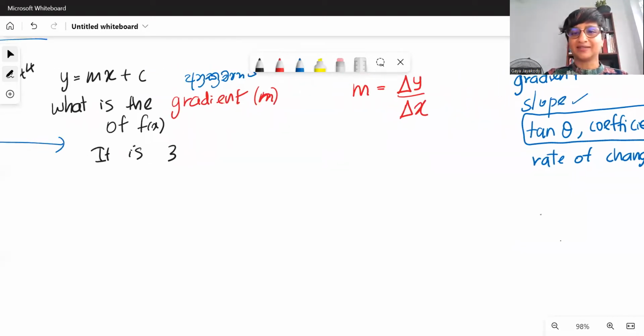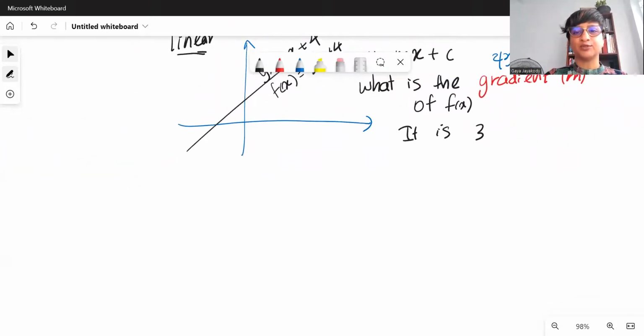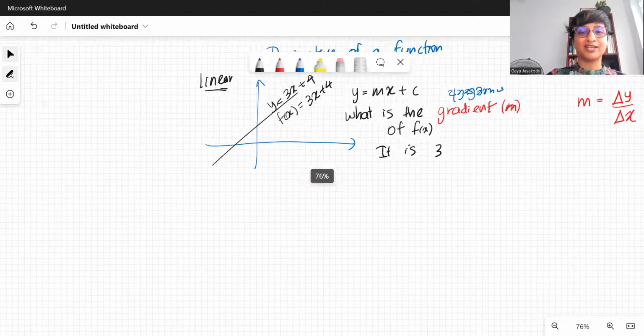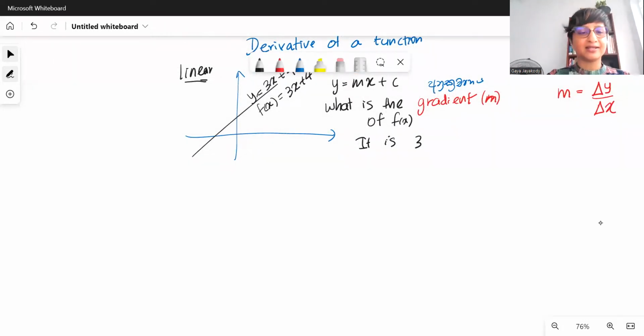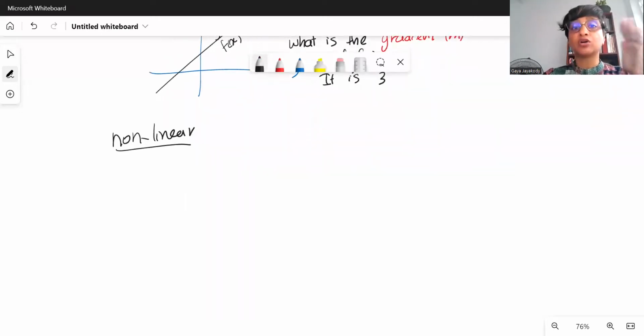Okay, keeping all of that in mind, we were happy in the linear function. Now take any non-linear function, anything other than linear. Quadratic, cubic, trigonometric, anything other than linear. So they are all non-linear. What that means is your graph is not a straight line but a curve.